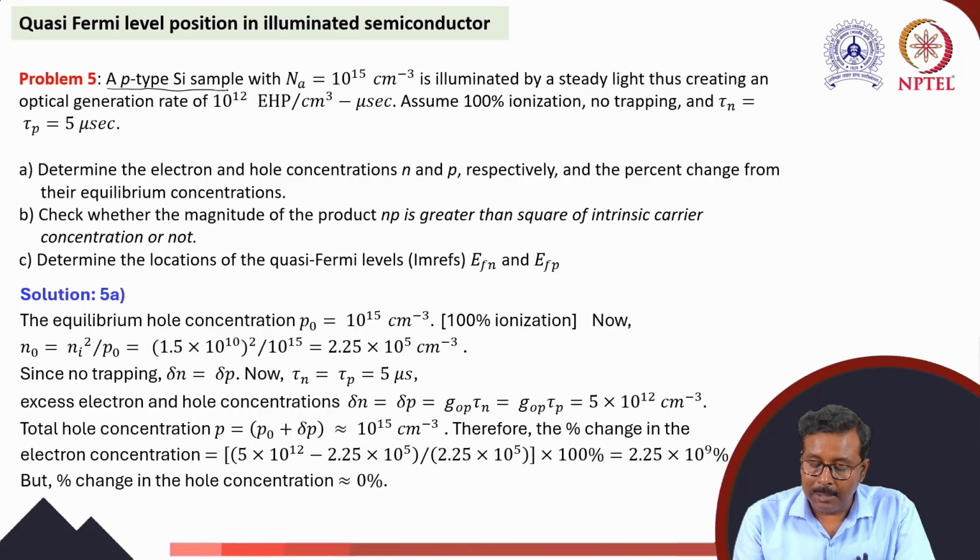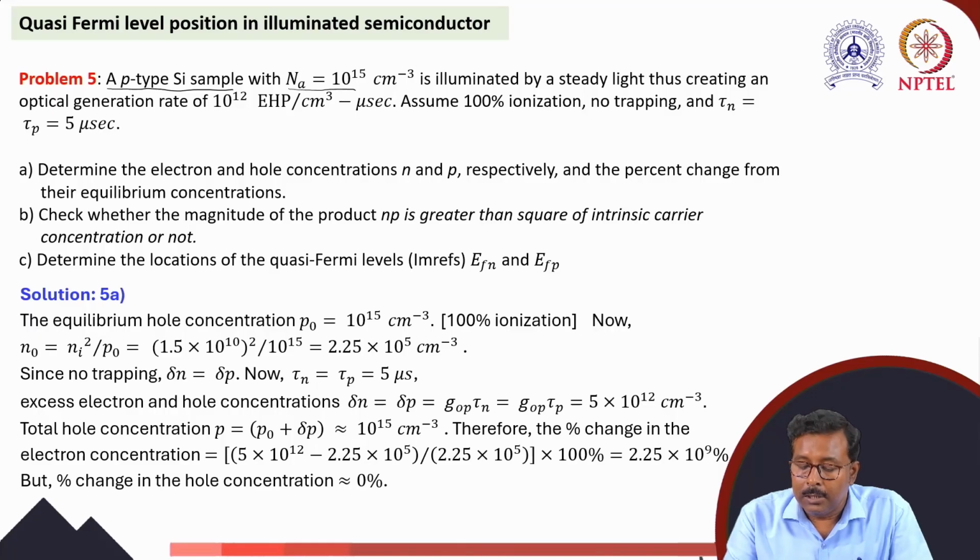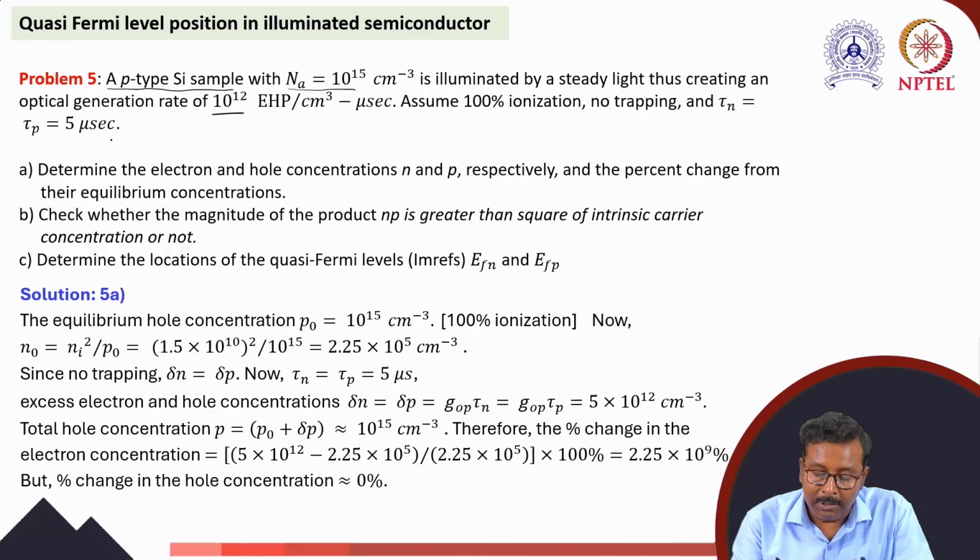a p-type silicon sample with acceptor concentration 10 to the power 15 per centimeter cube is illuminated by a steady state light, thus creating an optical generation rate 10 to the power 12 EHP per centimeter cube microsecond. Assume 100% ionization and no trapping, and tau n is equal to tau p is equal to 5 microsecond. Determine the electron and hole concentration n and p respectively, and the percentage change from their equilibrium concentrations.